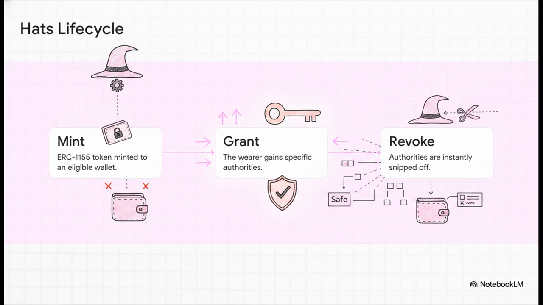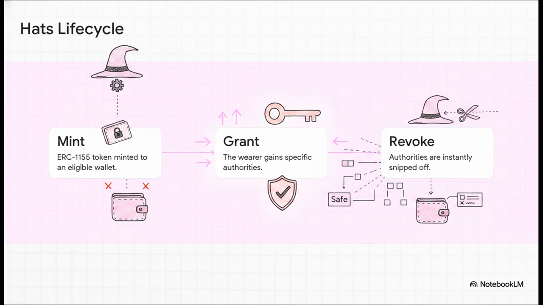An admin hat mints a token, which is similar to a standard ERC 1155 token format, directly to an eligible wallet. Next is grant. The wearer of that token instantly gains whatever specific authorities are attached to that hat. That could be signing off on funds in a highly secure Gnosis safe, or it might just mean getting access to a token-gated workspace. But then comes the most important part, revoke.